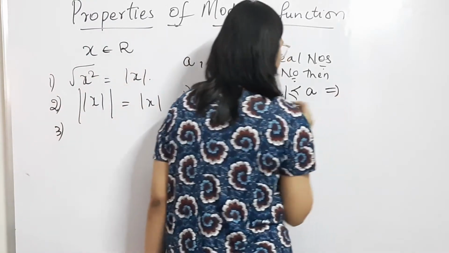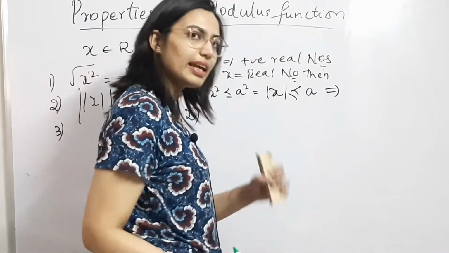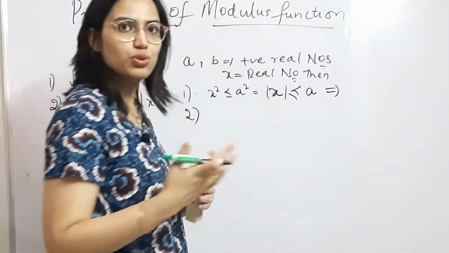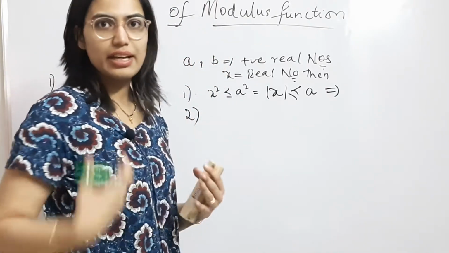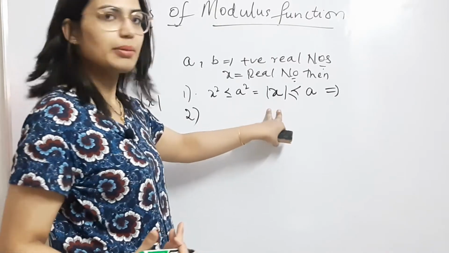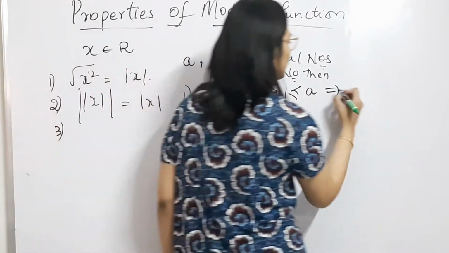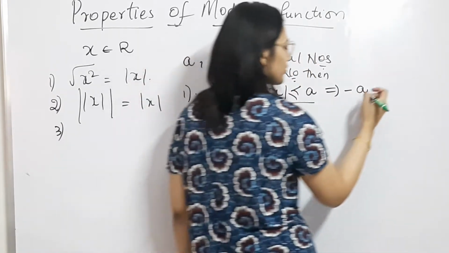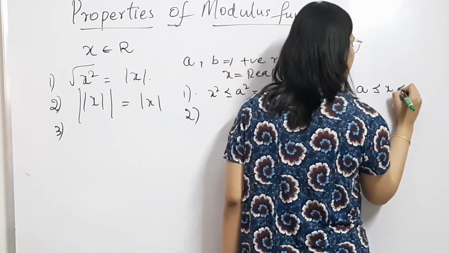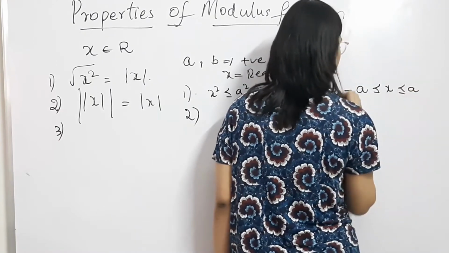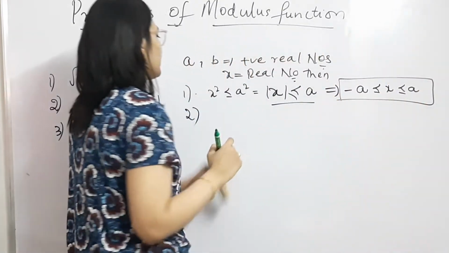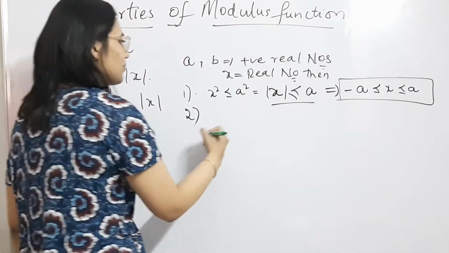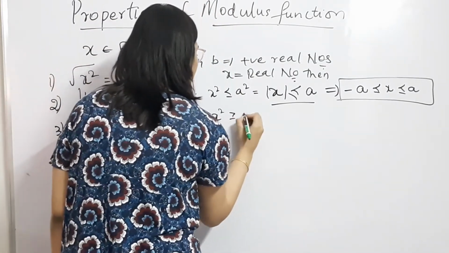And then in order to apply mod on a, you know for a fact that mod has two inputs, negative and positive, because it's a real number, right? So we'll show this in the form of minus a, whenever x is negative, less than or equal to x, less than or equal to a. This is how you write x square is less than or equal to a square. Okay, now in the same way, what is x square greater than or equal to a square?